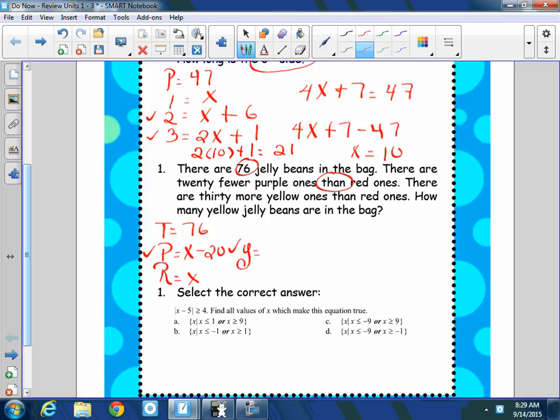Now let's go to the yellows. There are 30 more yellow ones than red ones. So backward words, red ones would be X. More than would be add, and how many am I adding? 30. All right, so just like the perimeter, you're going to add the purple, the red, the yellow to have a total of 76 jelly beans, right?